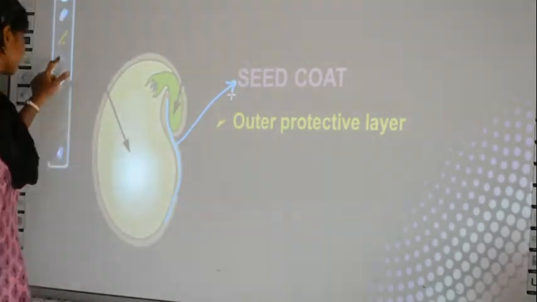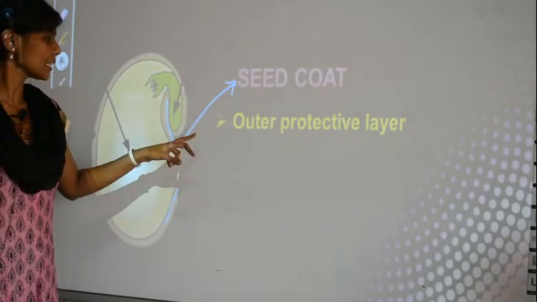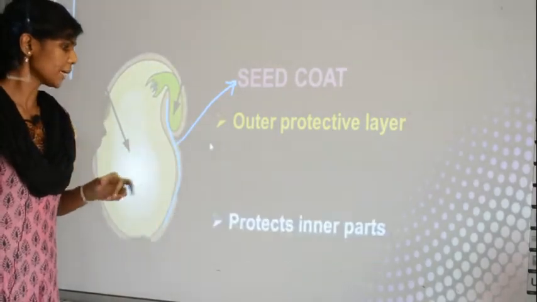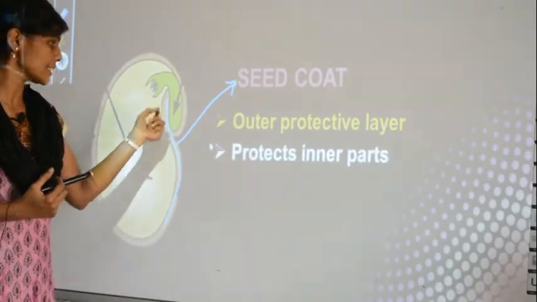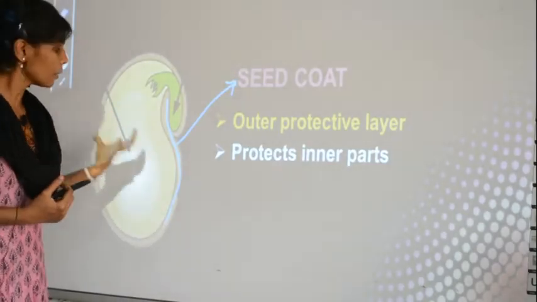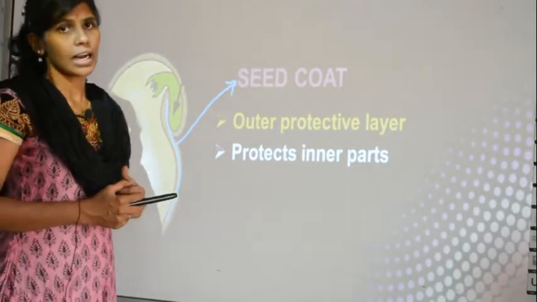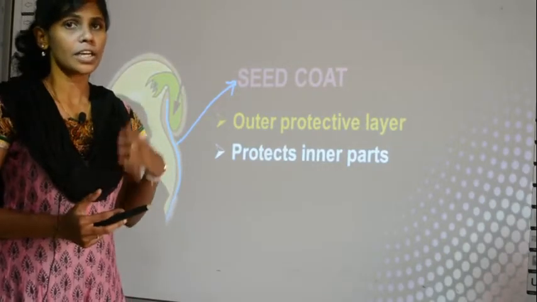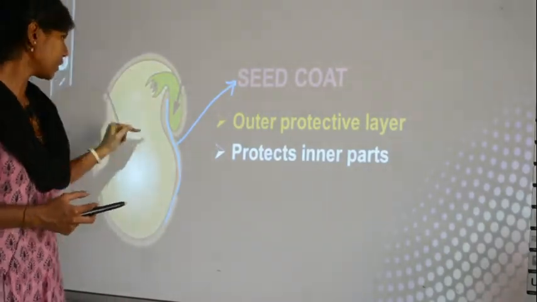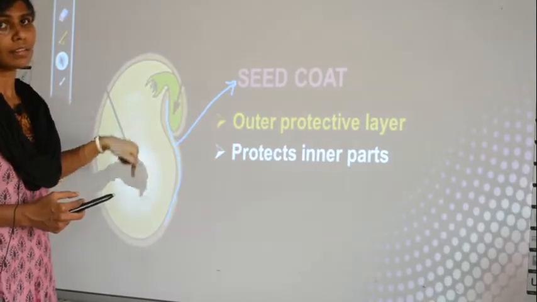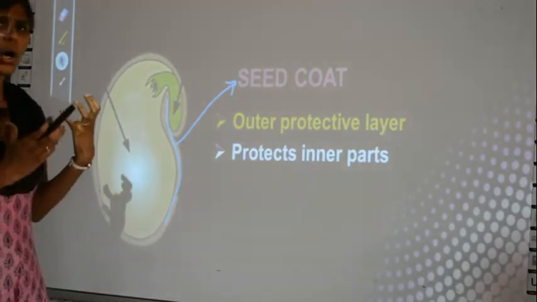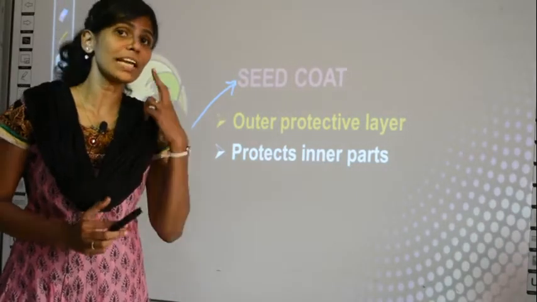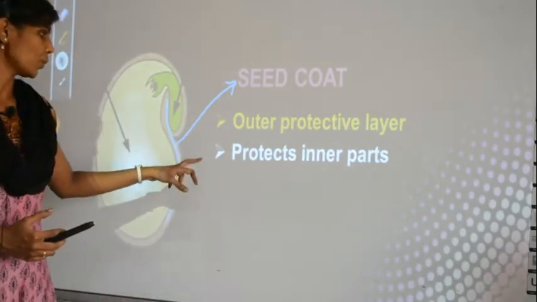And then it is a protective layer. What does it protect? It protects the seeds. The seed coat is responsible for the protection of the seeds, as well as all the inner parts. What are the inner parts? You have many parts here, like the embryo, the cotyledon and the endosperm. All these parts are protected only by the seed coat.